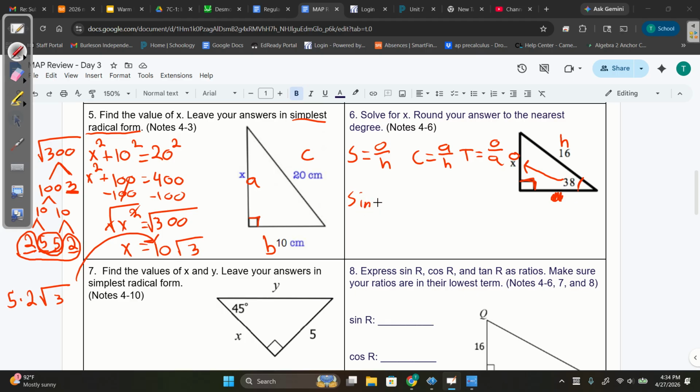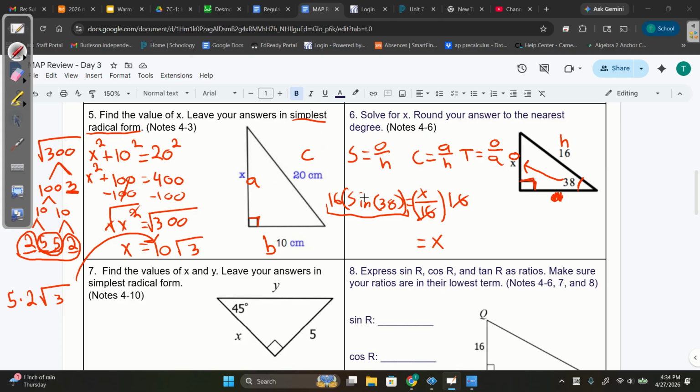Whenever we do this, we say sine, and then we put the degrees. So sine of 38 equals opposite over hypotenuse. And we want to solve this out to get x by itself. When I do this, I've got to ask myself, how do I get rid of a fraction? Well, fractions are just division. So to get rid of division, I need to multiply by whatever is on the bottom. So in this case, 16. That cancels the 16 out, leaving me with just x. And then I can plug this into the calculator and get my answer.